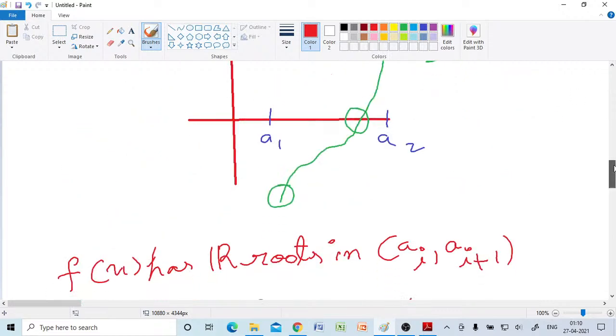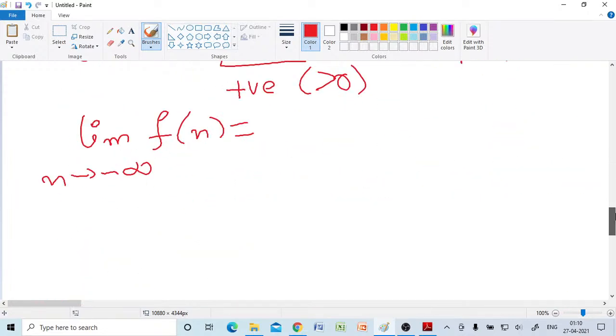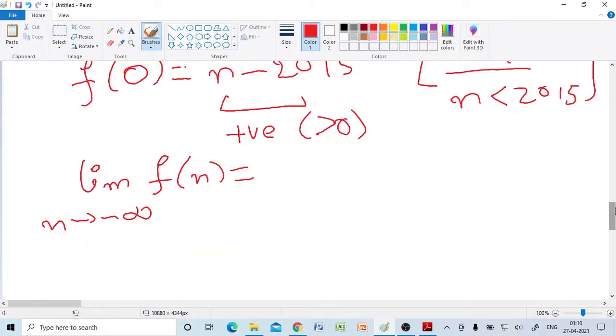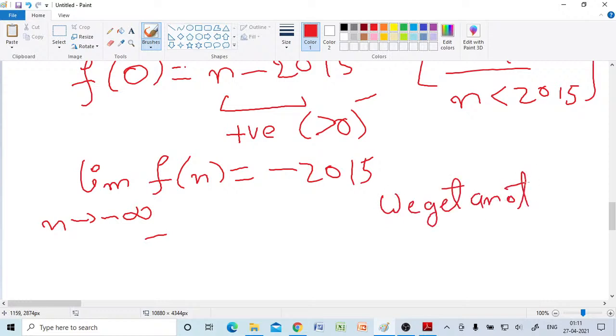Now we can apply our IVT again. At 0 we have something positive, and at negative infinity we have something negative. We can clearly understand that this function is continuous in the interval from minus infinity to 0, because there are no points of discontinuity as defined by the function. So from here we get the last root, another root. Okay, so this completes our n roots.